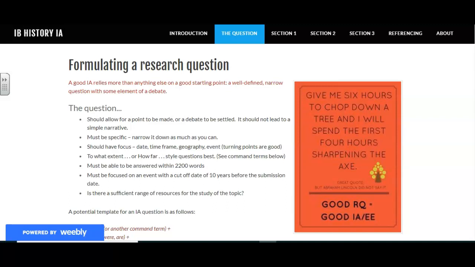Another thing is it has to be at least 10 years in the past. You cannot talk about something that happened within 10 years. So for you guys in the class of 2022, this means you have to have stuff happening in 2012 or earlier. So make sure you're doing that.